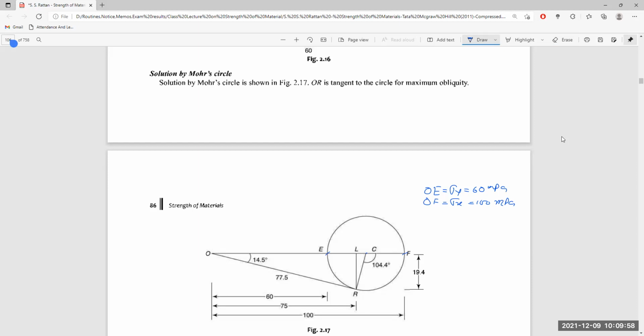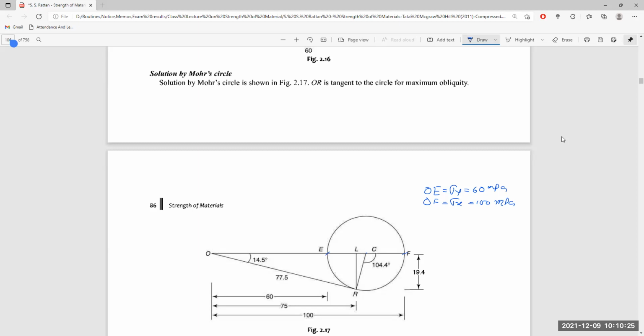So this is the 14.5. This is supposed to come here as 14.5 here. If you measure this angle first, it will give you the angle of maximum obliquity, where the stress is maximum. So here it is shown 75 here and 160 and of the point O.